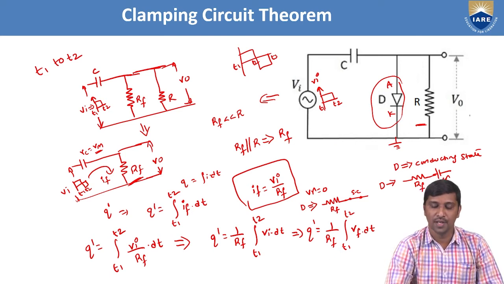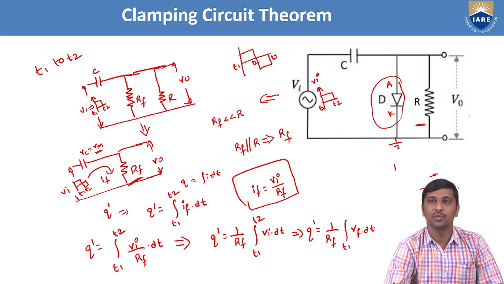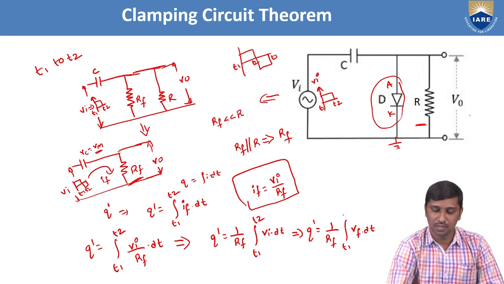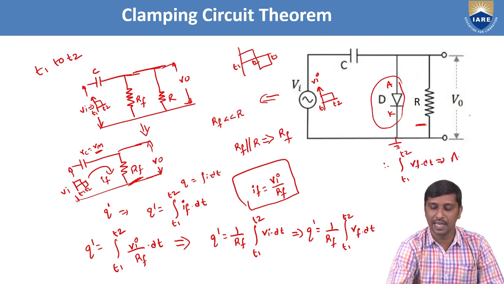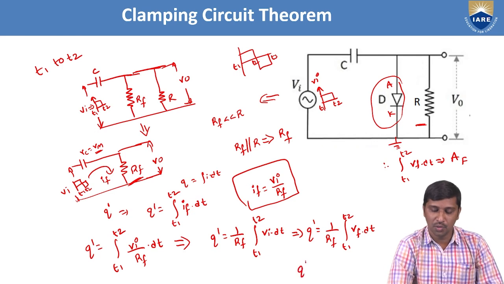Based on this, we need to find out the areas. If you want to identify the areas, we need to apply integration. So the integral of T1 to T2 of VF into dt, I consider as the area under the forward direction. Hence this Q dash is represented as 1 by RF into AF.